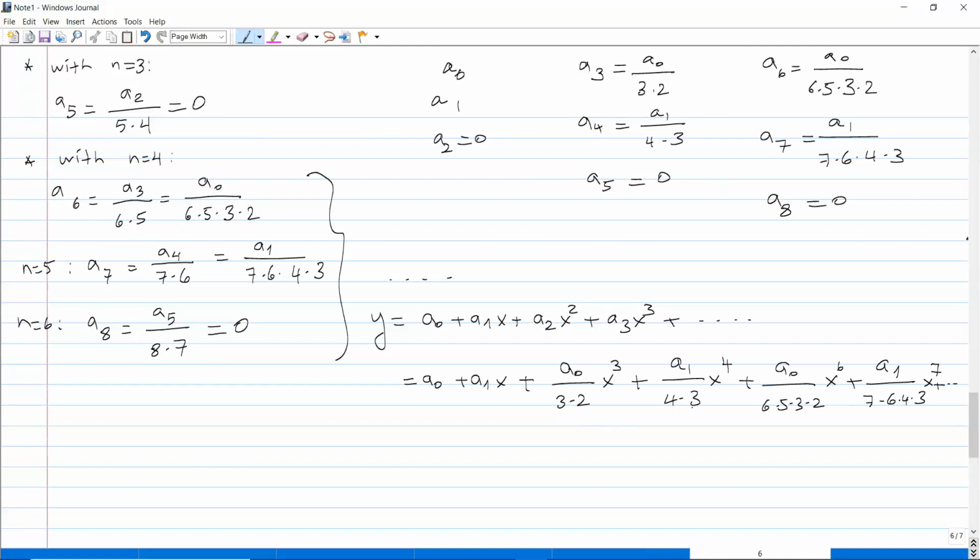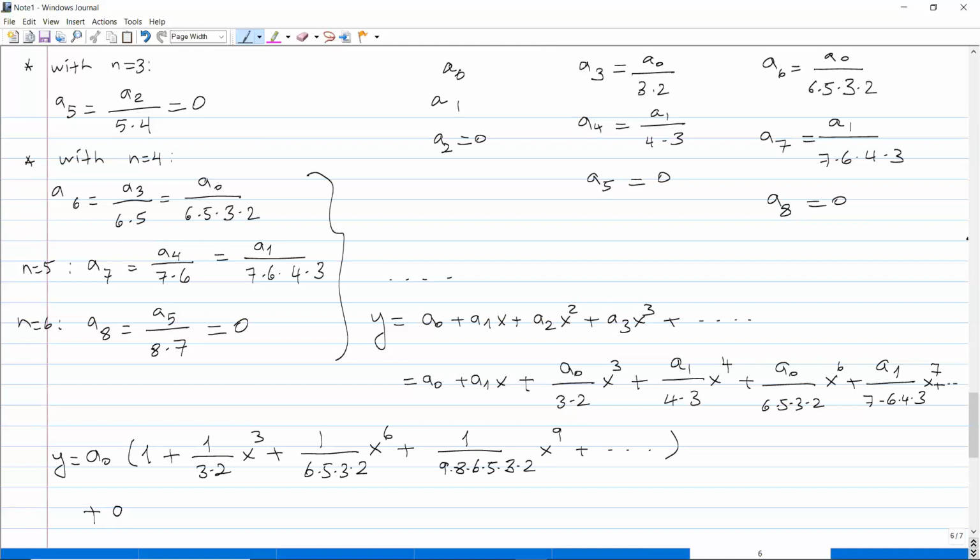So we are going to have terms with a0 and terms with a1. If we group them, terms with a0 is going to be 1 plus 1 over 3 times 2 x cubed plus 1 over 6 times 5 times 3 times 2 x to the 6. And the next one is going to be x to the 9: 9, 8, we skip 7, 6, 5, we skip 4, 3, 2, x to the 9, and so on.